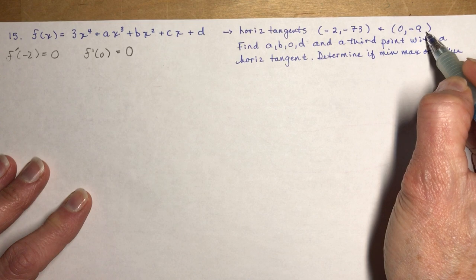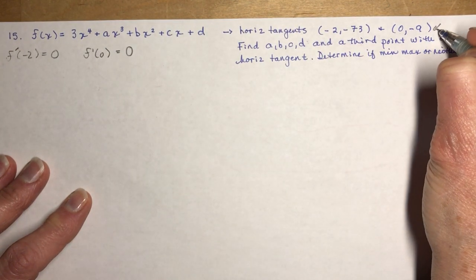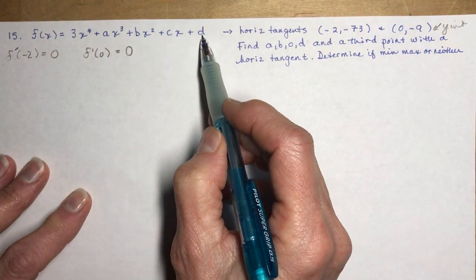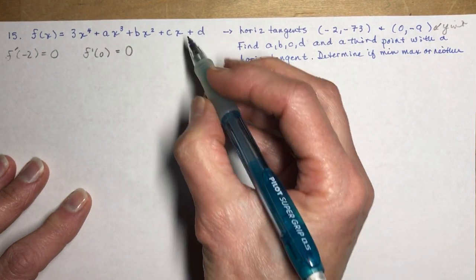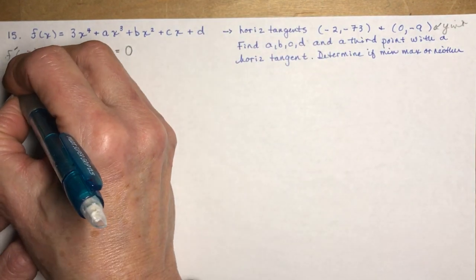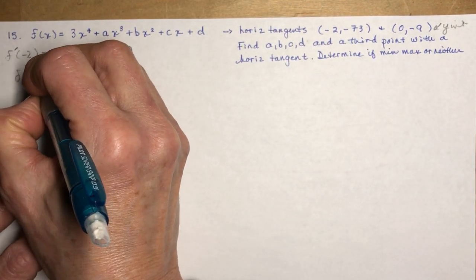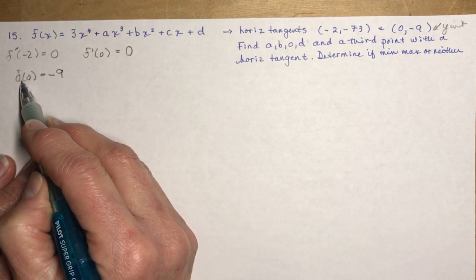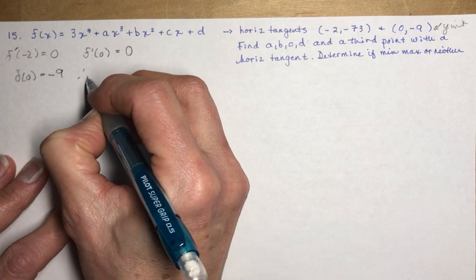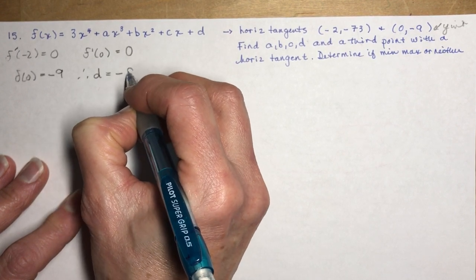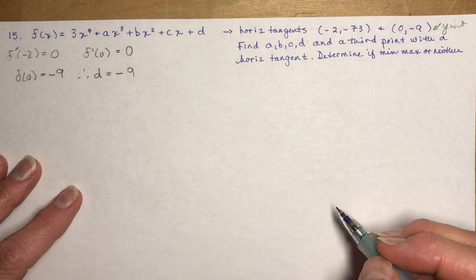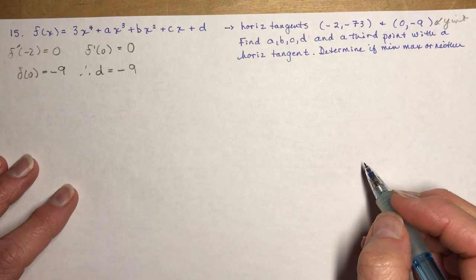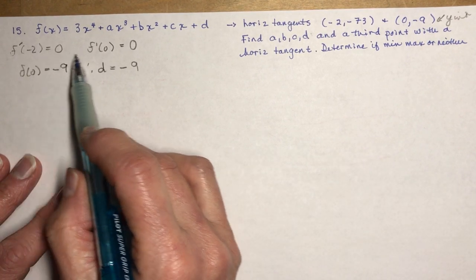So right away, I'm going to write that here, y-intercept. Right away, I know that that means that d has to be negative 9. Okay, so f at 0 is equal to negative 9. Not f prime here. I'm talking about the function itself at 0 is negative 9. Therefore, d is equal to negative 9, and I already have one of the variables solved for, which would probably give you one mark.